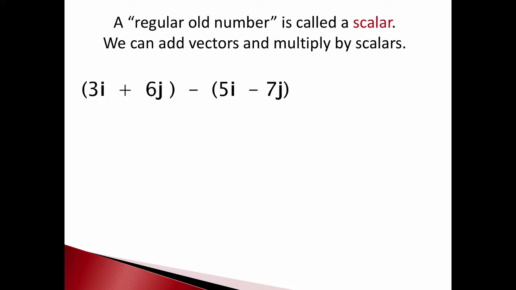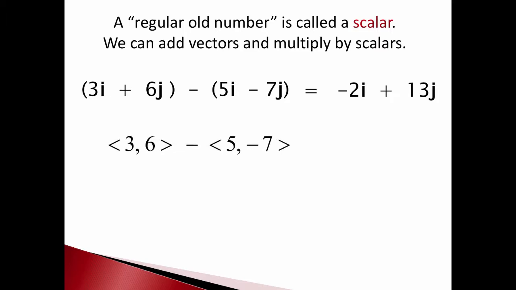So if I had a vector like 3i plus 6j, and I want to subtract, or multiply by -1 and then add, 5i minus 7j, it works just like the algebra you think it would, where we add like terms. You'd have 3i minus 5i makes -2i, and 6j minus -7j, that makes it 6 plus 7, which is 13j.